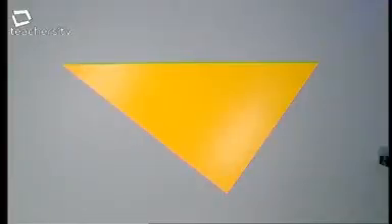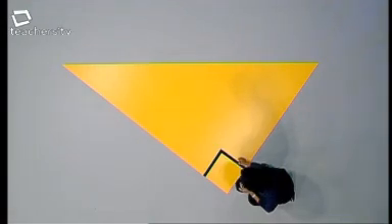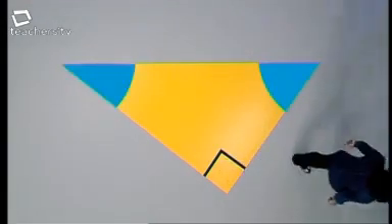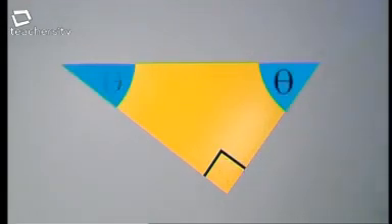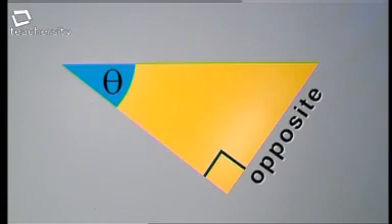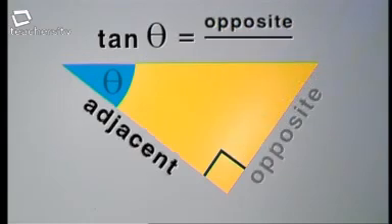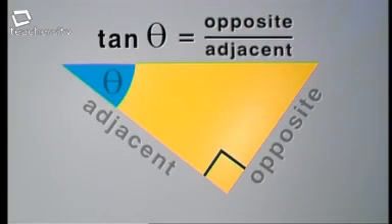This is a right-angle triangle, and this is the symbol. The other two angles are usually labelled with a letter. The Greek letter theta is the one that's often used. The tangent ratio of angle theta is the length of the opposite side to theta divided by the length of the adjacent side, or for short, tan theta equals opposite over adjacent.